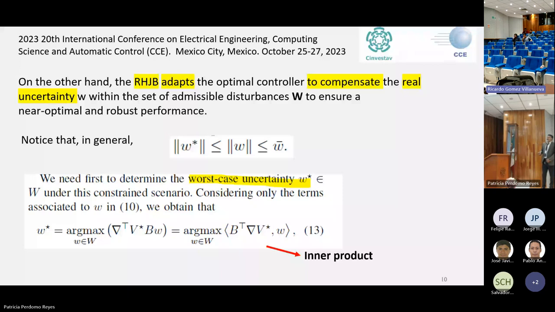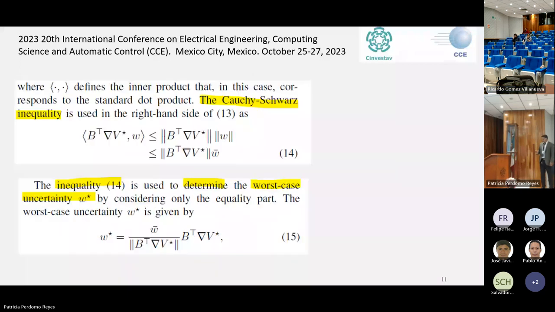We need first to determine the worst-case uncertainty under the constrained scenario, considering only the terms associated to omega. In equation 10, we obtain the following equation. If you see, we change the vector expression into an inner product that gives us a scalar number. This allows us to compare and simplify the solution of the problem. Then, using the Cauchy-Schwarz inequality, we obtain this expression, which is used to determine the worst-case uncertainty. By considering only the equality part, the worst-case uncertainty omega star is given by this expression.